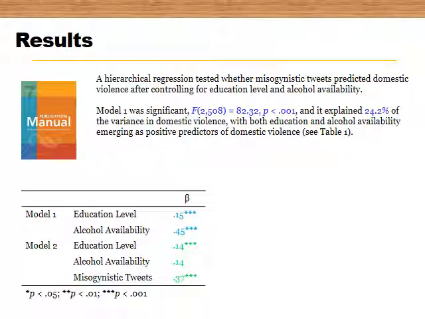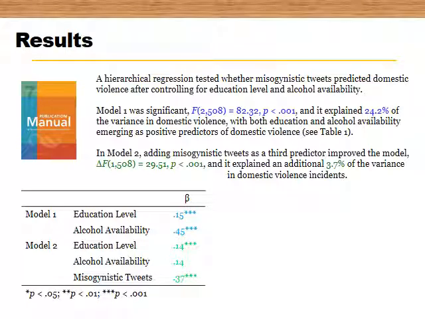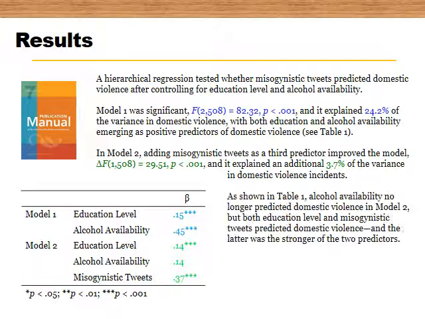Here are those two unstandardized beta coefficients from Model 1 for education level and alcohol availability, both of which were highly statistically significant. However, and more importantly, Model 2 was significantly better than Model 1. Here are the results of our F-change test from the previous slide, and we noted that Model 2 explained an additional 3.7% of the variance.